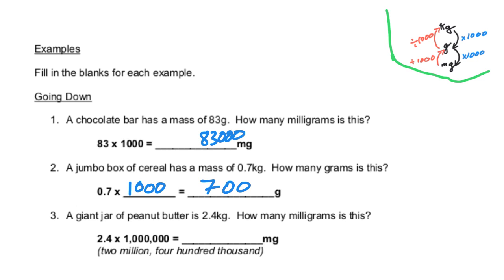Now, let us do the next thing. It says a giant bar of peanut butter, 2.4 kilograms. And it says, how many milligrams is this?